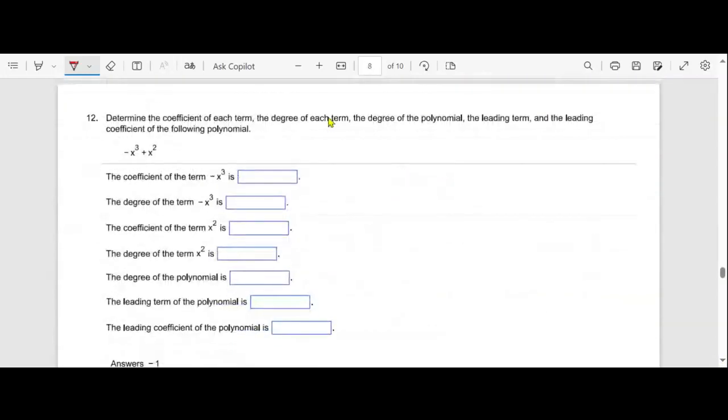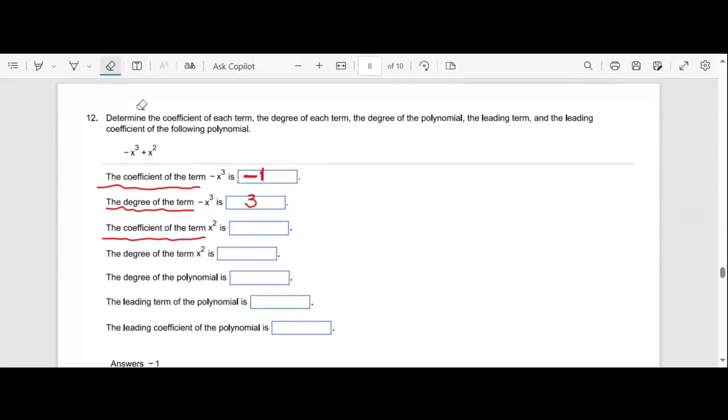Let's go to the next one. Who wants to read this? Nawaf or Naif? Yalla, Naif. What is the coefficient of negative x cubed? -1. What's the degree of negative x cubed? 3, right? What's the coefficient of x squared?